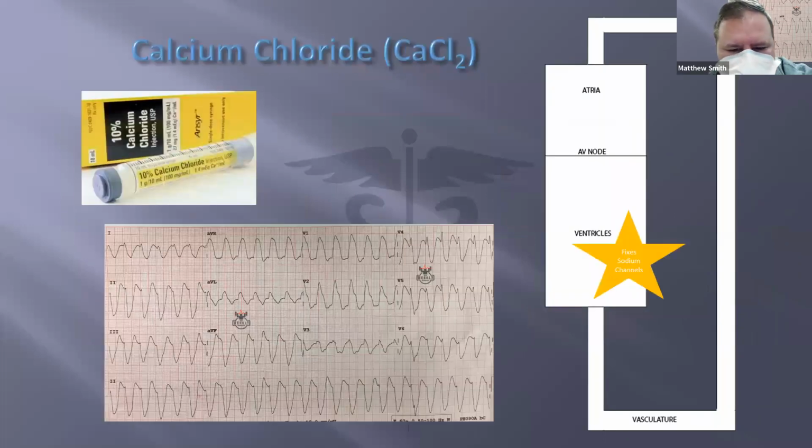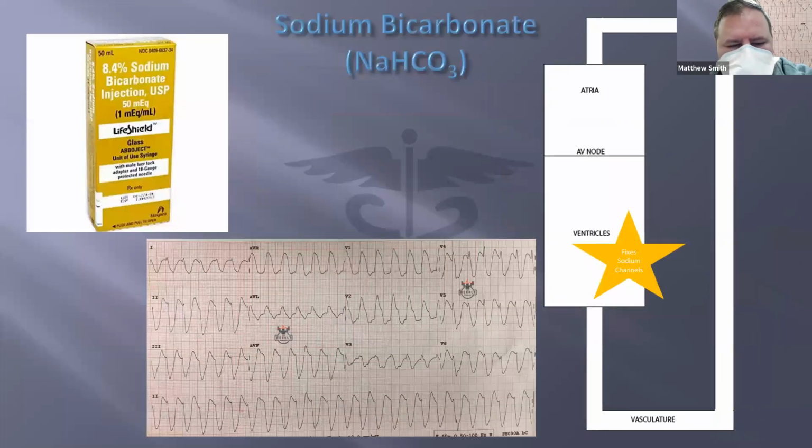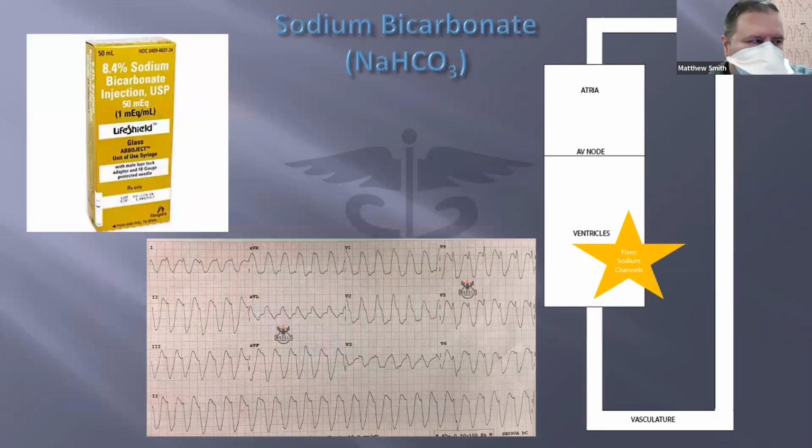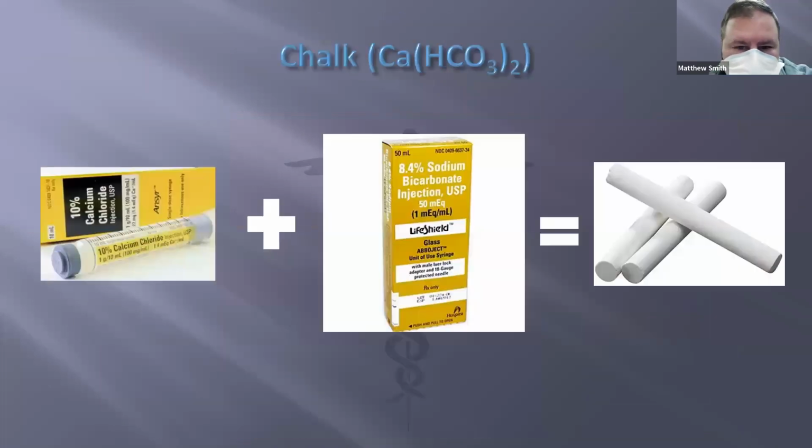We could also consider giving calcium chloride or sodium bicarb if we have an underlying condition like hyperkalemia or acidosis that we want to correct. And calcium chloride and sodium bicarb will help us with those underlying conditions of hyperkalemia and acidosis and help restore normal activity through the heart. But we're going to be careful when we give our calcium and our bicarb because we don't want to combine them and make chalk. So we're going to give them either in two separate lines or with a nice 20 cc saline flush in between.